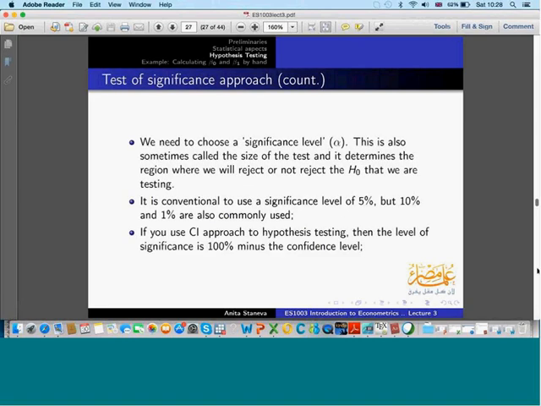As I said, with the test of significance approach, we need to choose a significance level alpha, which is also sometimes called the size of the test, and it determines the region where we will reject or not reject the null hypothesis that we're testing. It is conventional to use a significance level of 5%, 10%, and 1% is also commonly used. If you choose the confidence interval approach to hypothesis testing, then the level of significance is 100% minus the confidence level we are choosing.